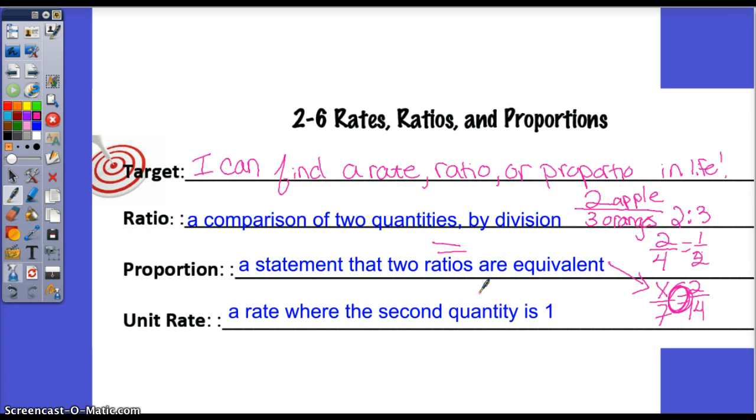And a unit rate is a rate where the second quantity is 1. So again, it's a rate, so it's a fraction, but your second quantity is 1. You might have 2 miles in 1 hour. Notice this is a 1.